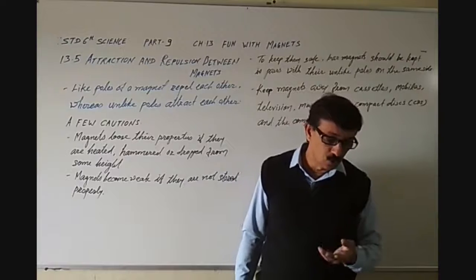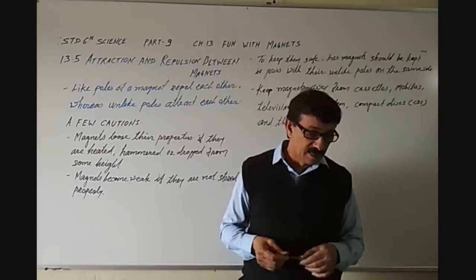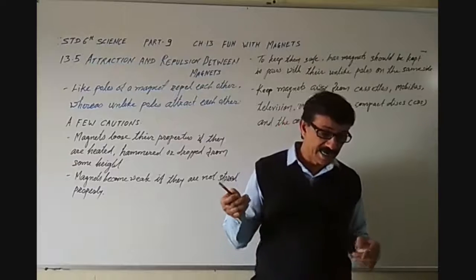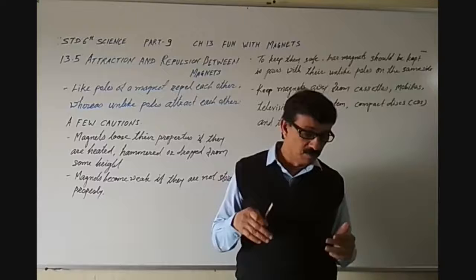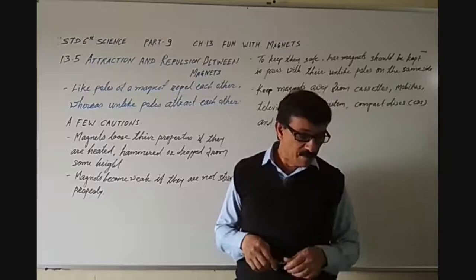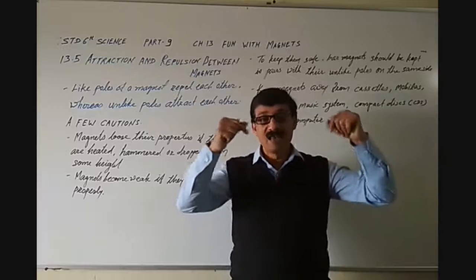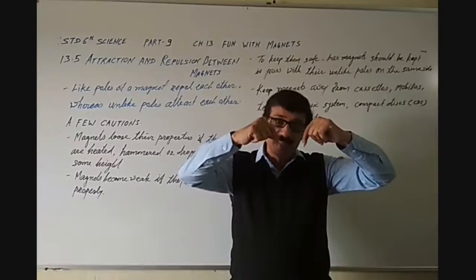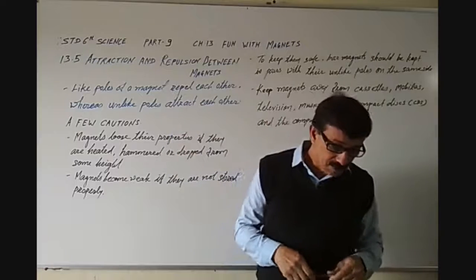Now place the toy cars close to each other such that the rear side of car A faces the front side of car B. Do they move as before? No, they will not move as before. Why? Because like poles will come together, and that is why they will move away from each other.